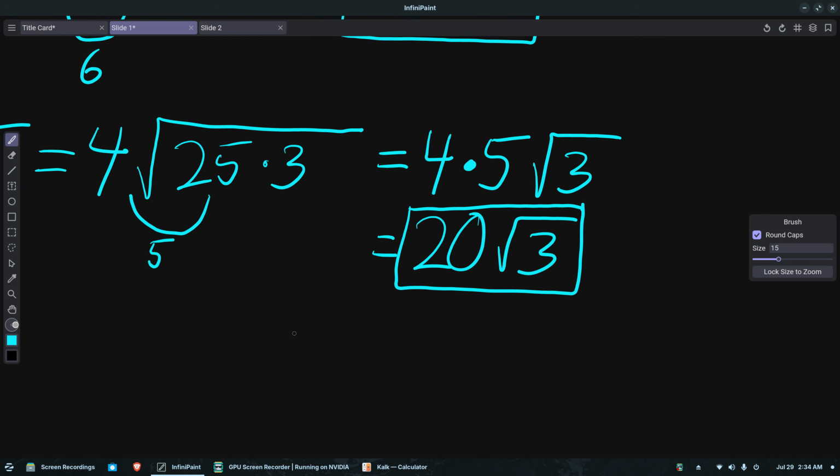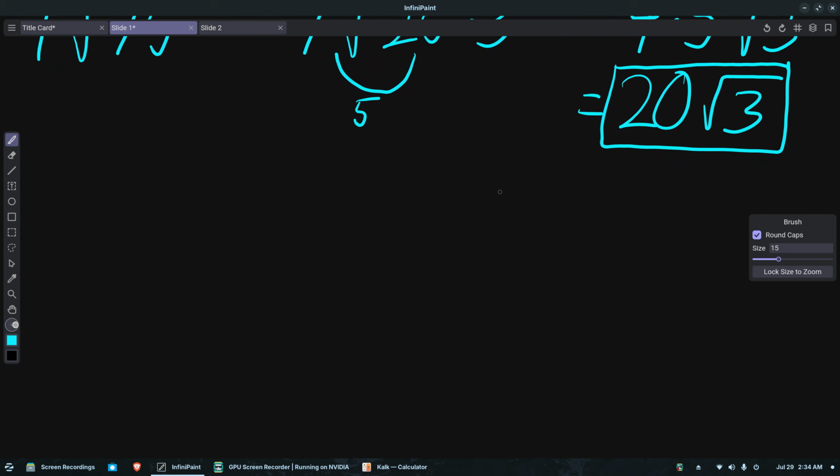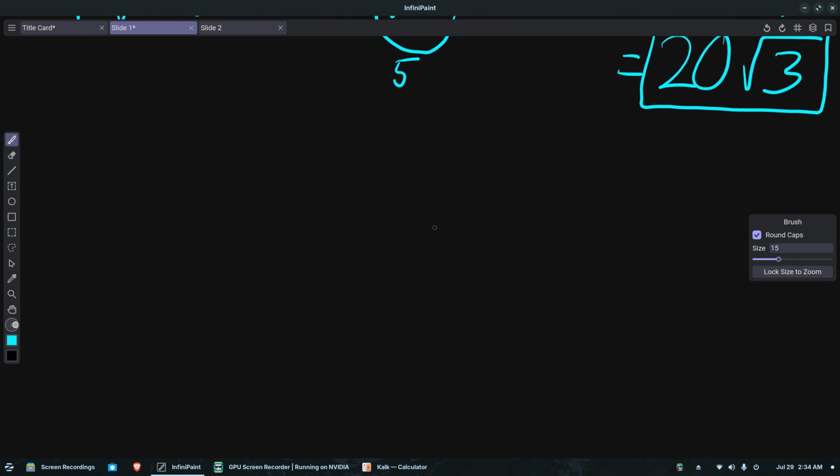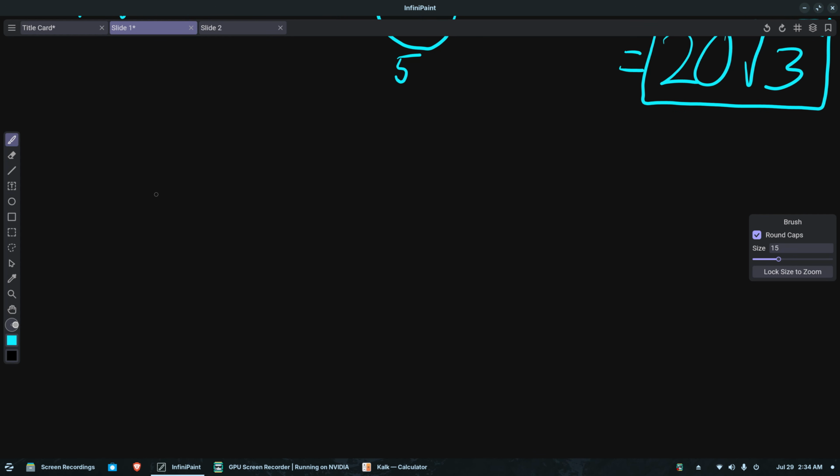I'm going to give you one more example, and I want to show you what would happen if you did not factor out the largest possible perfect square. So I'm going to write 4 root 320. And let's say the largest possible perfect square that could be factored out of this is actually 64. But what if you didn't know that? What if instead you factored out 16?